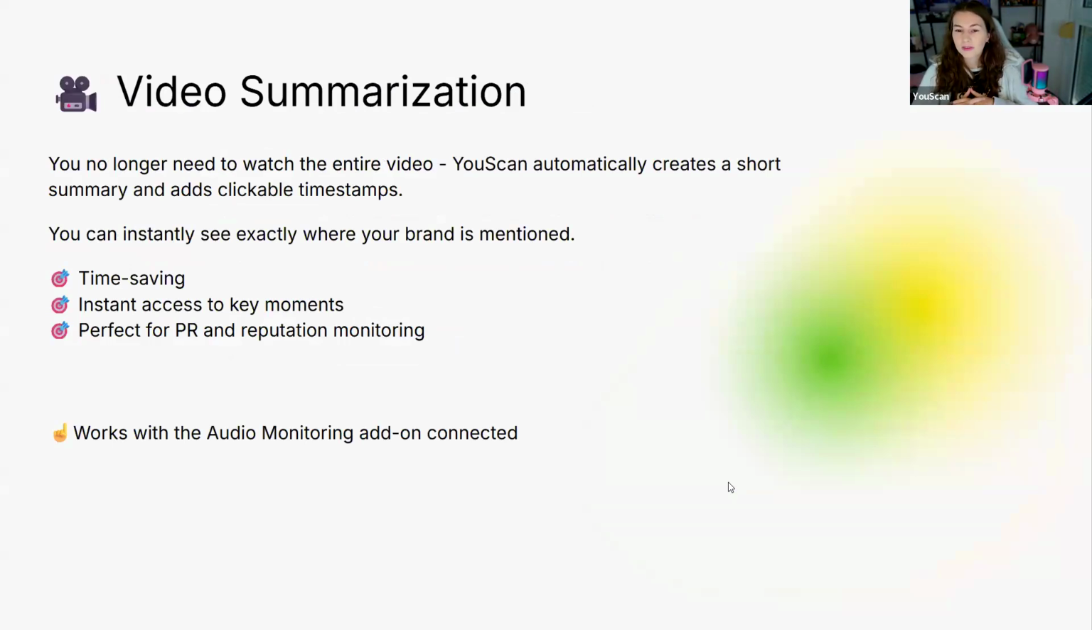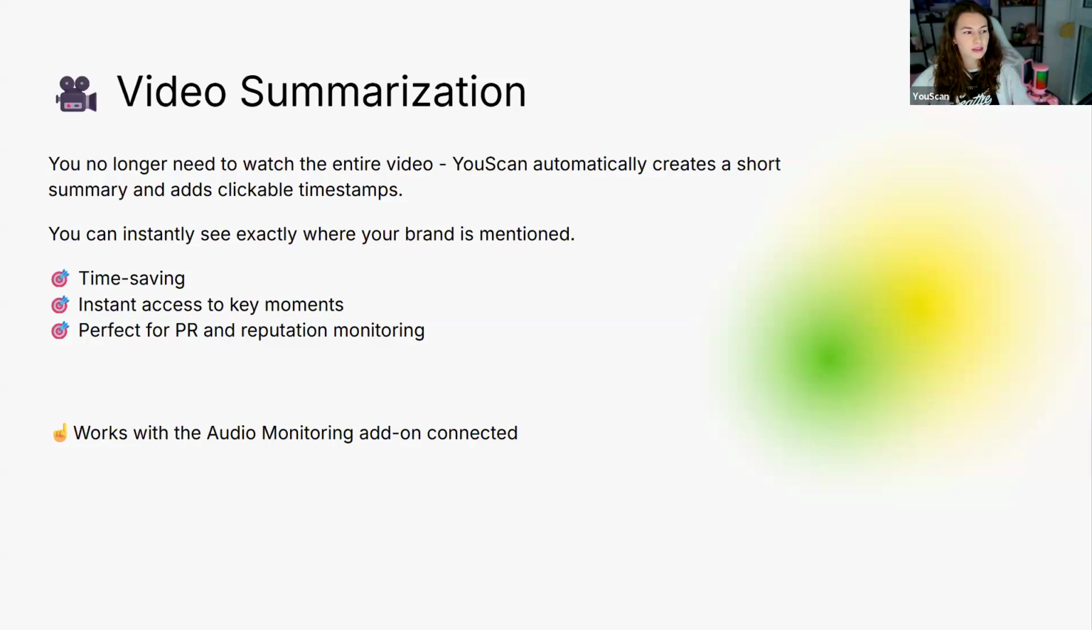Next update is video summarization. So now YouScan actually automatically creates a short version of a video, a short summary of the video. So you don't have to watch the entire video to know what it is about. So you can save your time. You can have access to some key moments of the video, and this is perfect for PR and reputation monitoring. So let me share with you how this works.